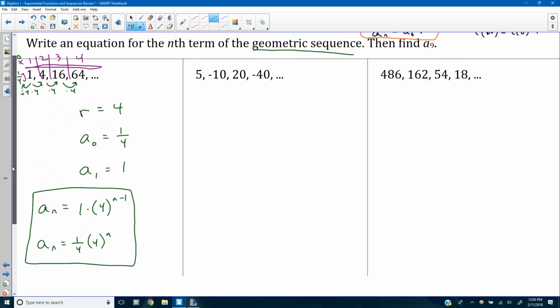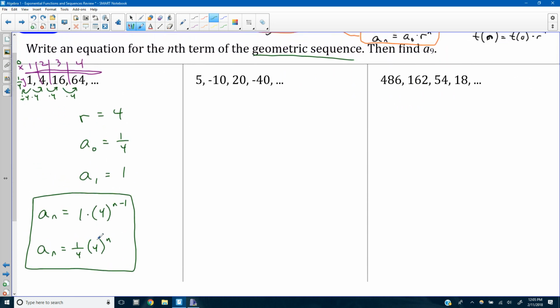So what do these two things mean? Well, let's start with this bottom one. This is a sub 0. This is the one that actually doesn't occur in the sequence, this 1/4 sticking out right here. It's not actually part of the sequence. It is the 0th term. If I want to get to the first term, I'm going to multiply by 4 once. If I want to get to the second term, starting from here, I'm going to multiply by 4 twice. Third term, 3 times. Fourth term, 4 times. Fifth term, 5 times, etc.